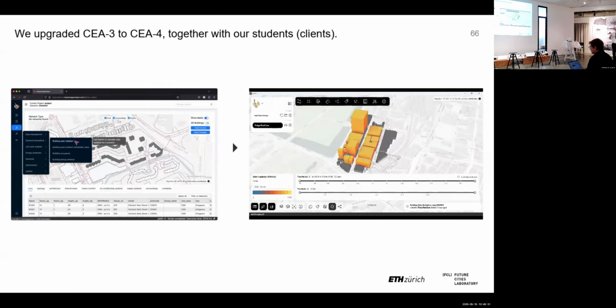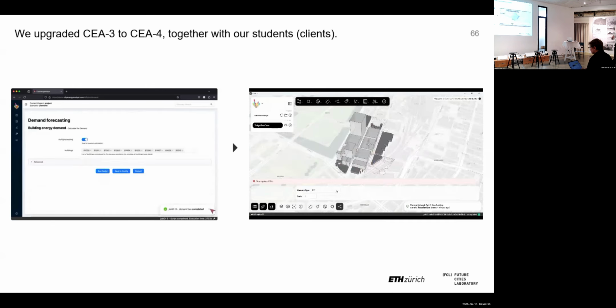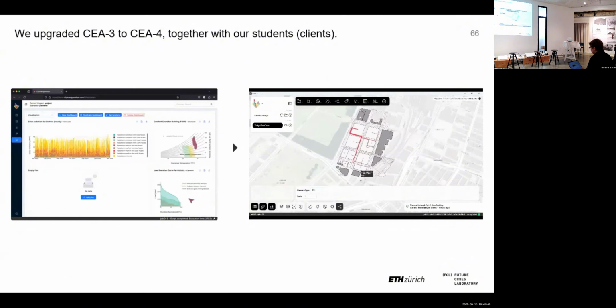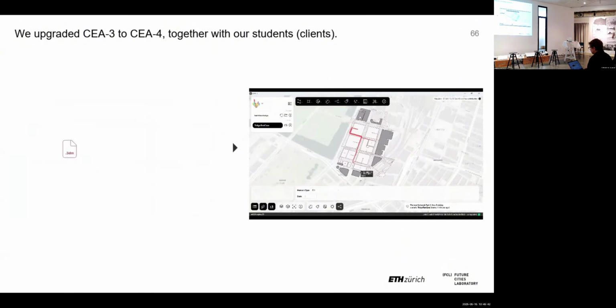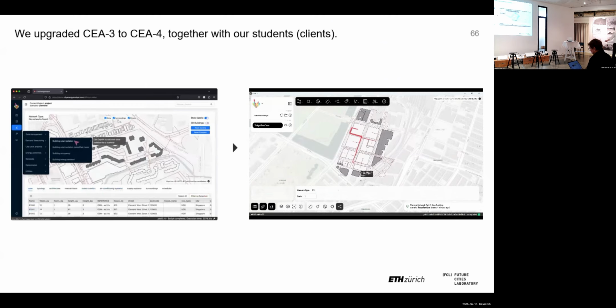And we tried to use a production mindset that considers our students as our clients. We gathered first-hand feedback from our students, and then we managed to bring CA3, which looked like that, into CA4, which is currently what you're seeing.